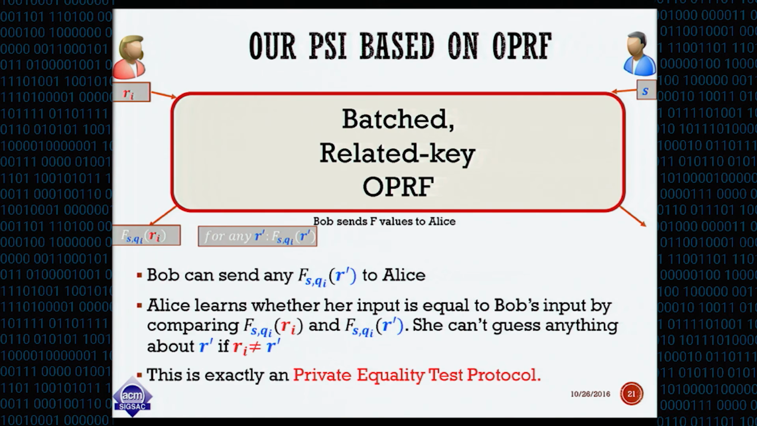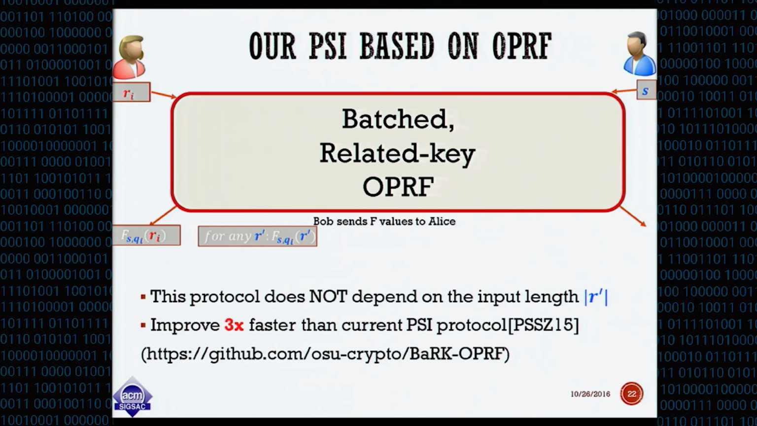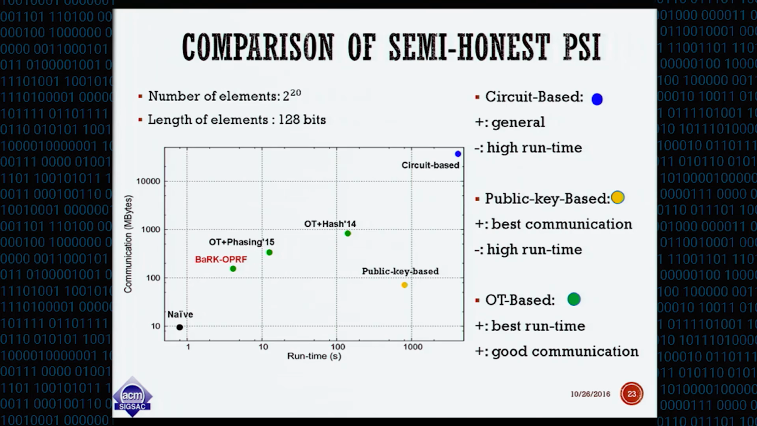So as a result, our protocol doesn't depend on the input length. And we are 3 times faster than the current PSI protocols. So this is the comparison of our results on semi-honest PSI. If PSI is based on circuits, this is a very general problem, so they have a high running time. If we do PSI using public keys, they have the best communication, but they still have high running times. So doing PSI based on OT is a good protocol now. They have the best running time and good communication.